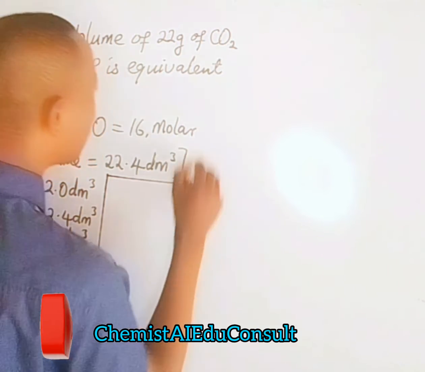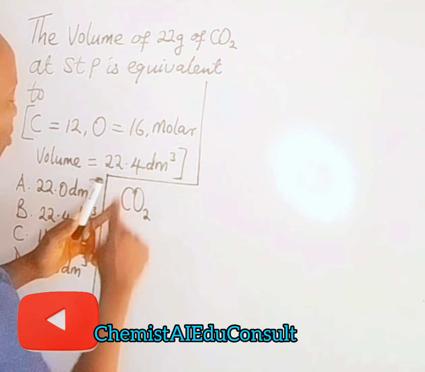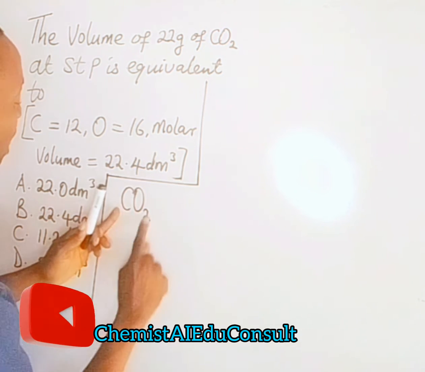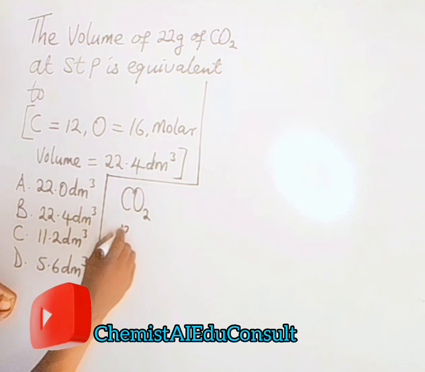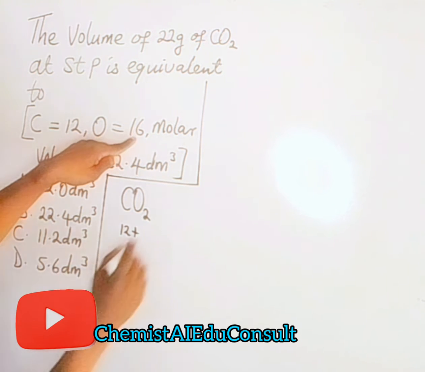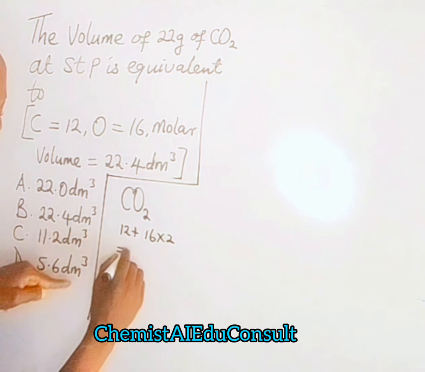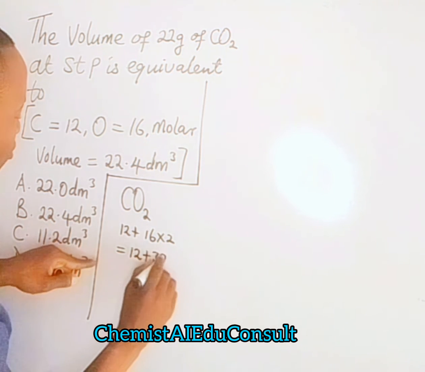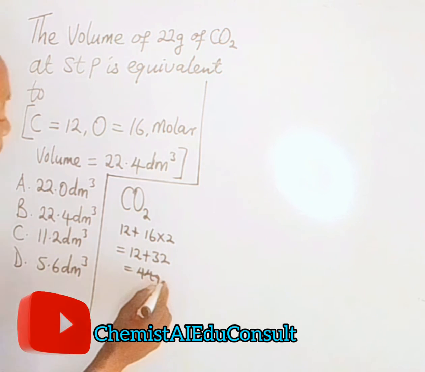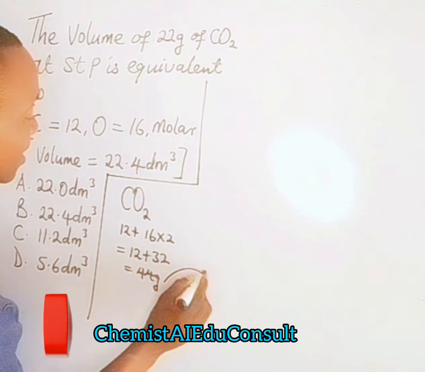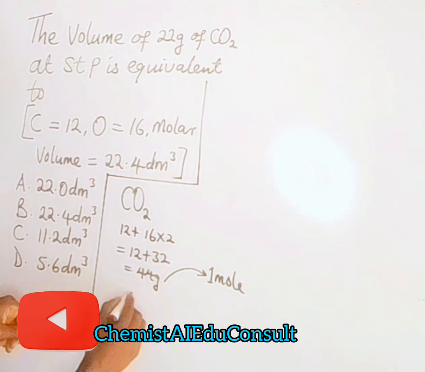The formula for carbon dioxide is CO2, and the formula mass of this is the sum total of the atomic weights. Carbon is 12, we have 12 here, plus oxygen 16, you write 16, there are 2 oxygen atoms, times 2, and we have what? 12 plus 32, and that is 44 grams. This formula mass is contained in 1 mole, and that is why it is called molar mass.